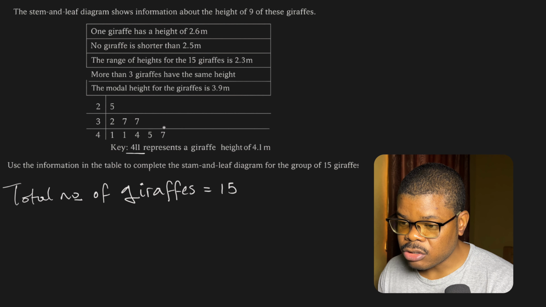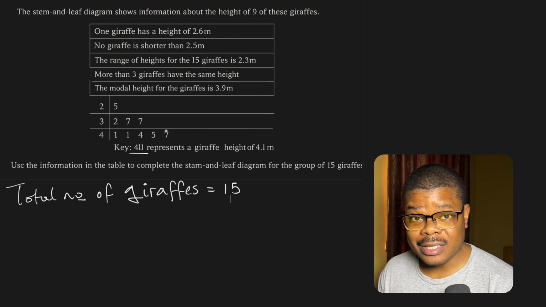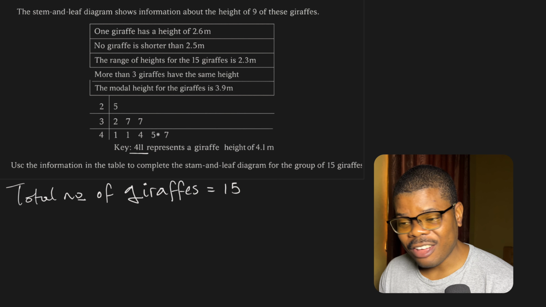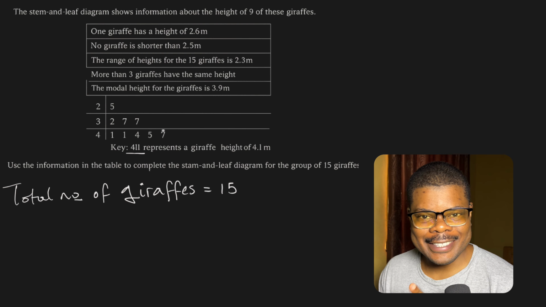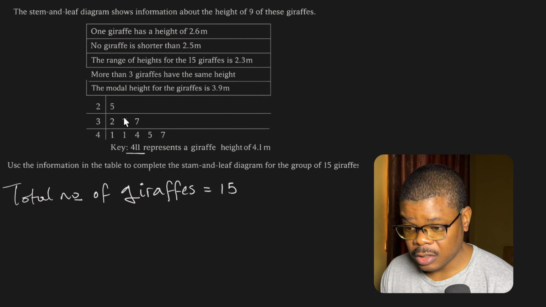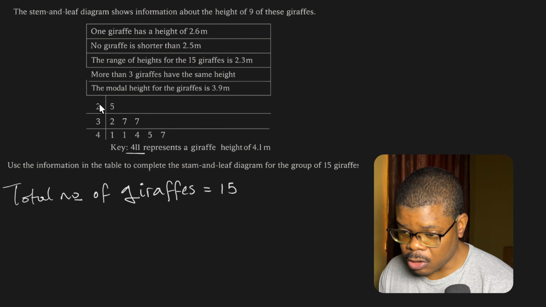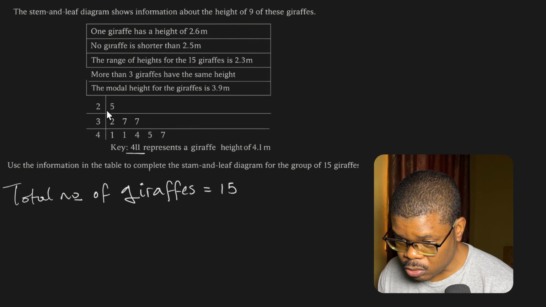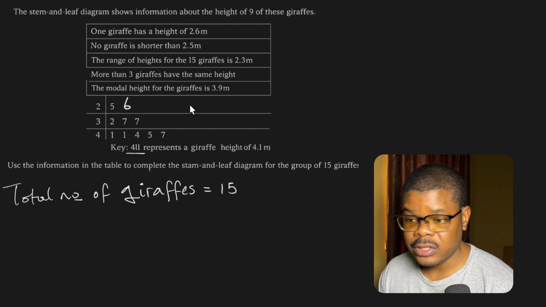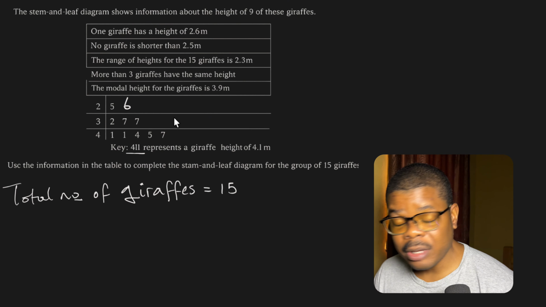So we have that one giraffe has a height of 2.6 meters. So this is one very crucial piece of information. And if we look at our leaf diagram here, we don't have that giraffe with 2.6 meters, but we have 2.5 here, so it's going to be among this group here. So that means we have one giraffe here, 2.6 meters. So we have gotten one giraffe, remaining 5.